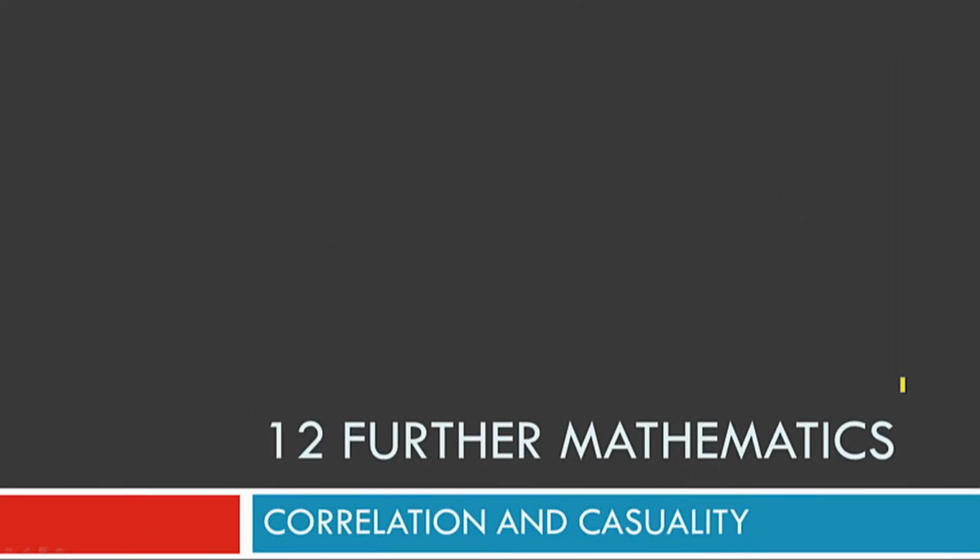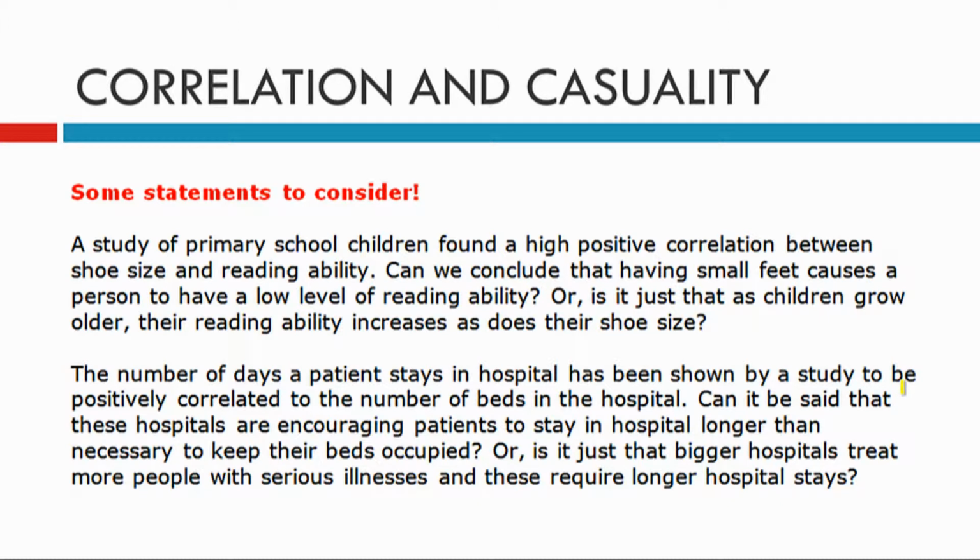Okay, today we're going to be talking about correlation and causality. So, certain statements to consider. A study of primary school children found a high positive correlation between shoe size and reading ability. Can we conclude that having small feet causes a person to have a low level of reading ability? Or is it just that as children grow older, their reading ability increases, as does their shoe size?